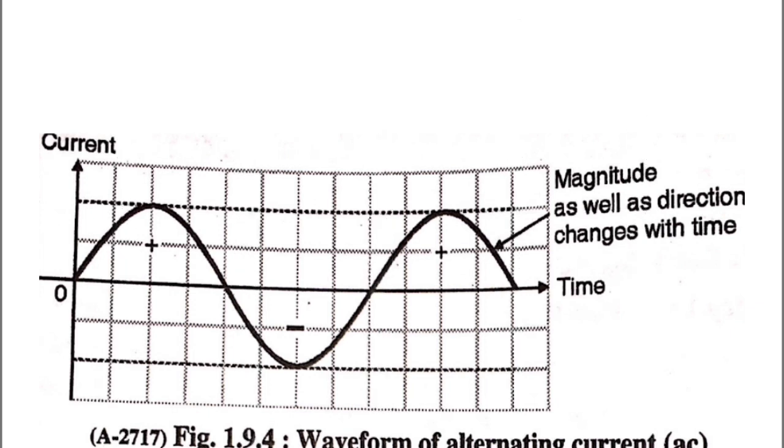Next, moving on to the waveform of alternating current. Here we can see the graph is changing its direction. The first half is the positive half. Next, it comes to a zero value and takes a negative waveform, and then again it comes to the positive half cycle.